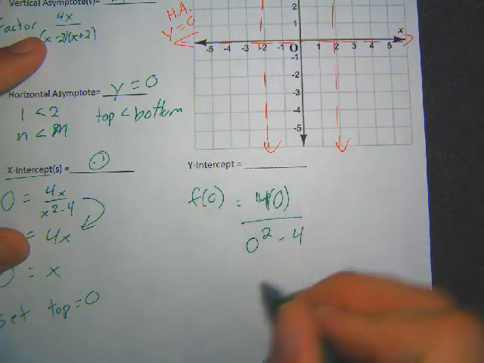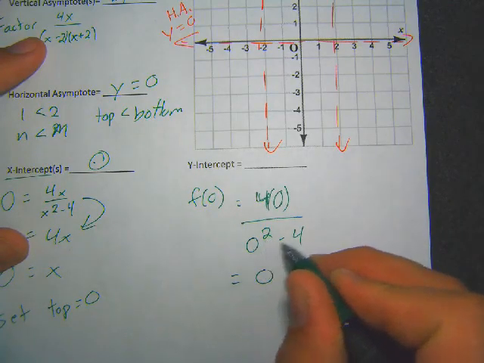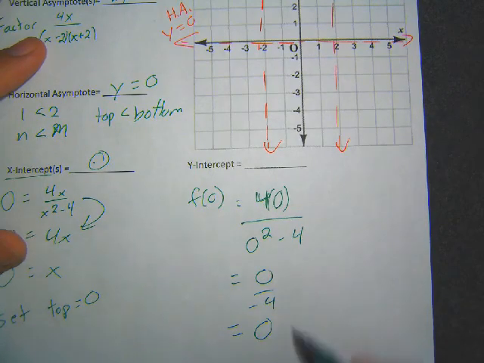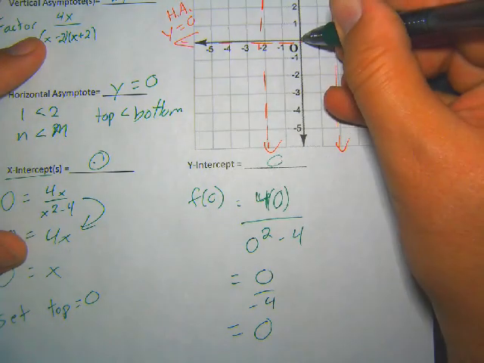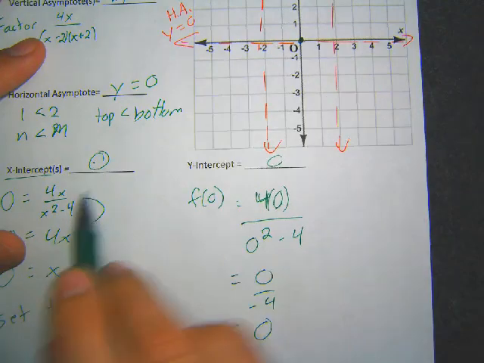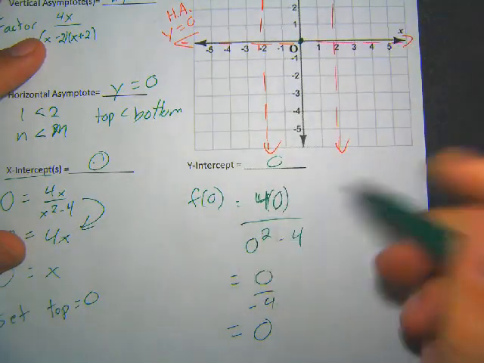So 4 times 0 is 0, so you get 0. 0 squared is 0, minus 4 is negative 4. But 0 divided by anything is 0. Well, of course, we already knew that because if this is the x-intercept, it's also the y-intercept, right? Because it's the middle and crosses both the x and the y-axis. So if you were paying attention, you might have figured that out before I even did this.